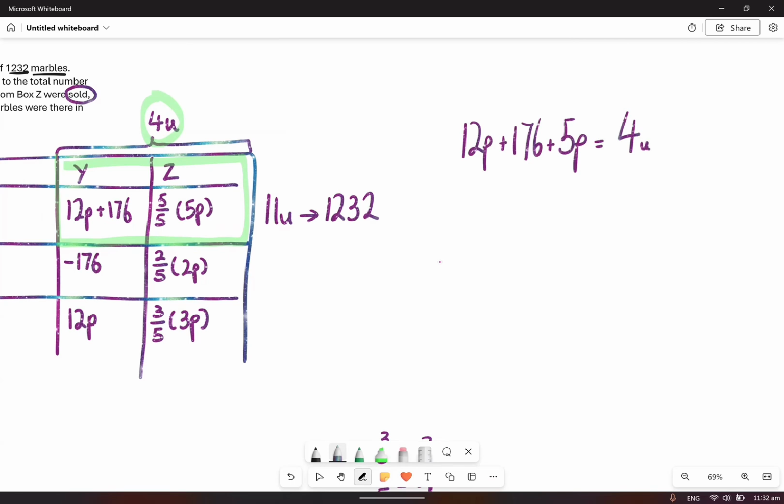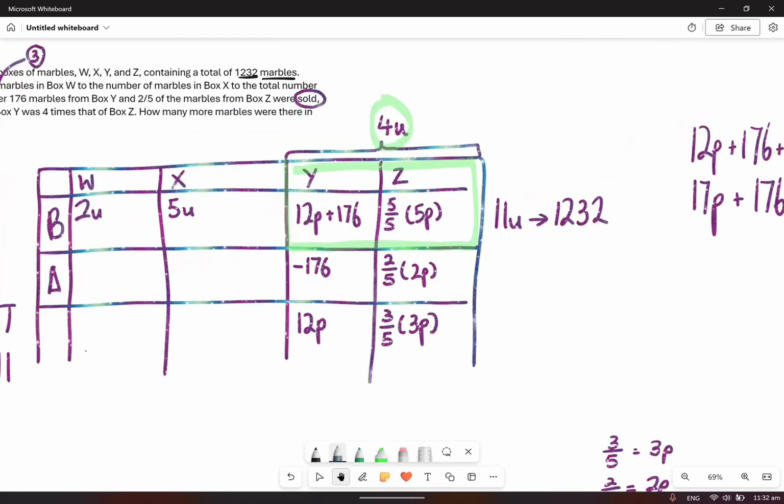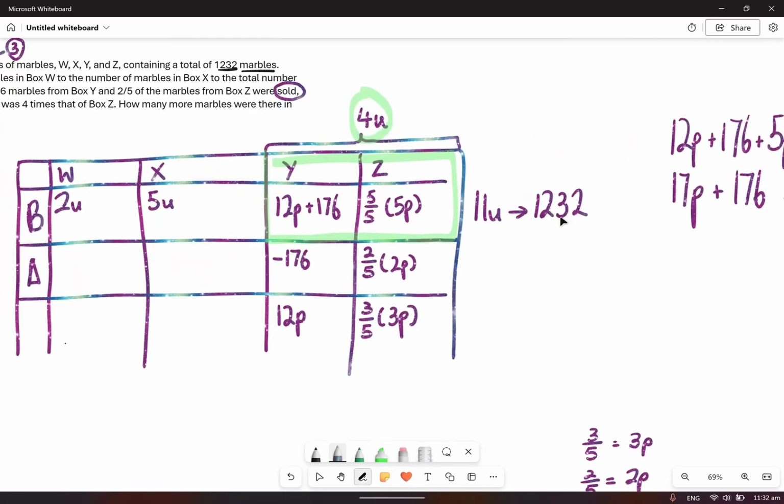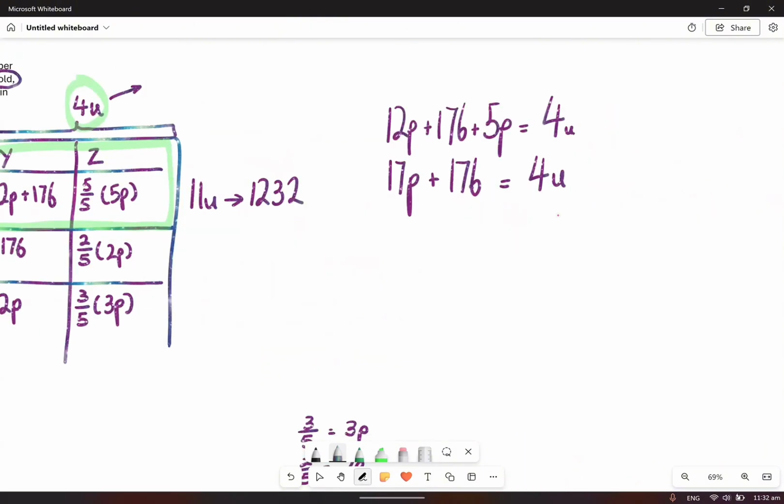Okay, so from here itself, you can add the parts together. So 17 parts plus 176 is equals to 4 units, right? So we actually know what is 4 units because we know that 11 units is 1,232. So we can actually put a value to these 4 units, isn't that true? So we will now say 11 units, since 11 units is 1,232, we're going to find our Mr. Green Man first, which is 1 unit. So 1,232 divided by 11, we get to 112.